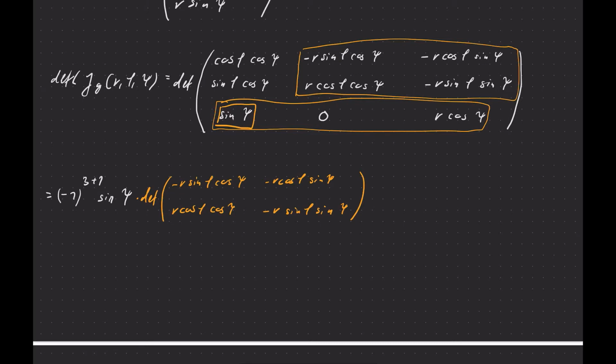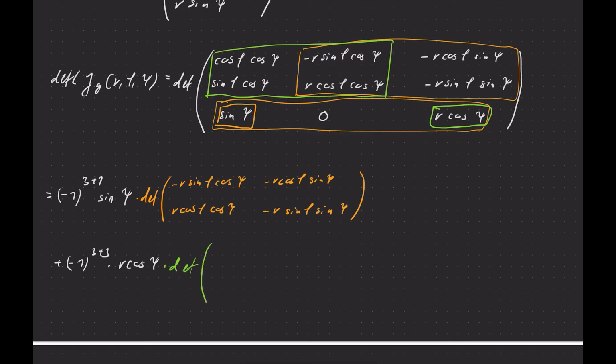And then as the next element we have this r cos psi here. So that's in row 3, column 3, so we get minus 1 to the 3 plus 3. We then have this element itself, r cosine of psi. And then we need to multiply with the determinant that remains when we remove the third row and the third column. So the determinant of this green part here.